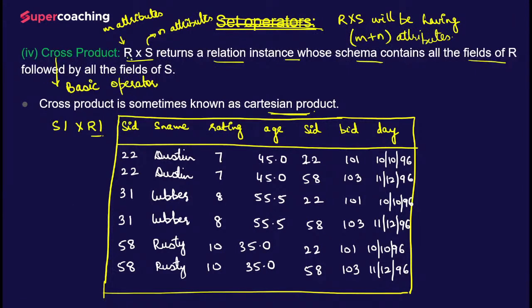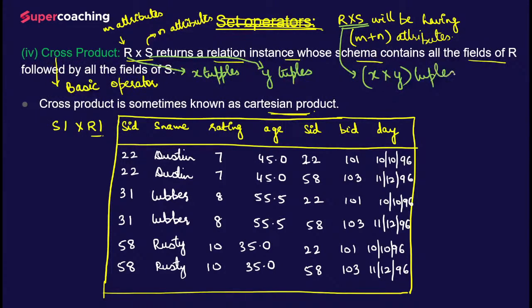If R is having x tuples, and in S there are y tuples, then we can say that in R into S it will be having x into y tuples. So in the first relation 3 tuples were there. In the second relation there were 2 tuples. So in total we are getting 3 into 2, 6 tuples in the result of the cross product. Make sense?